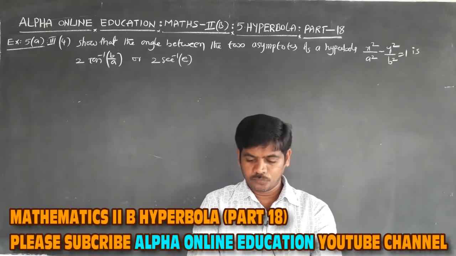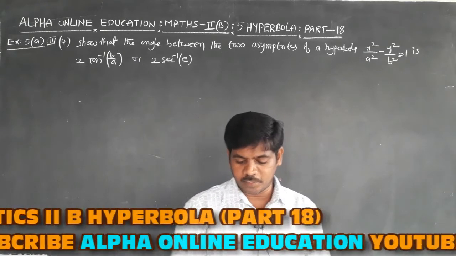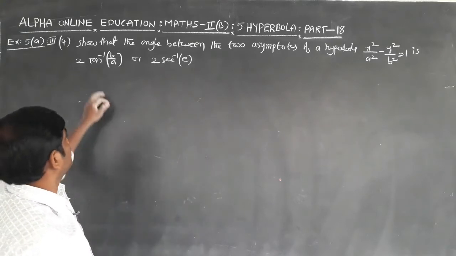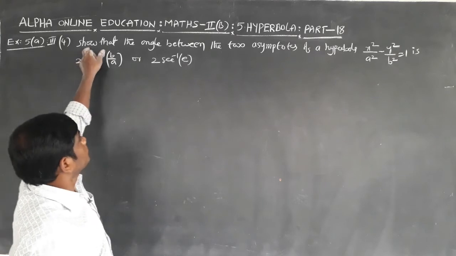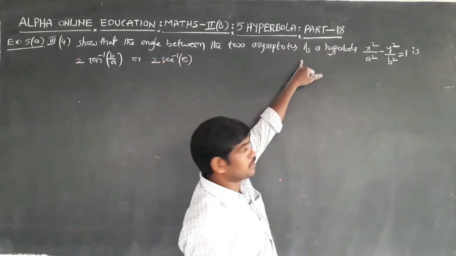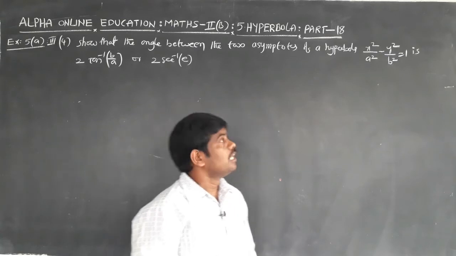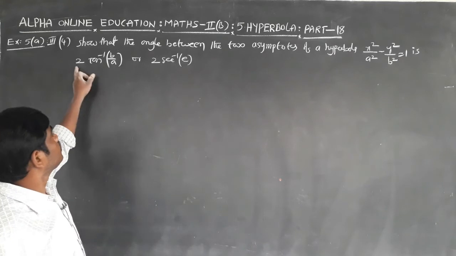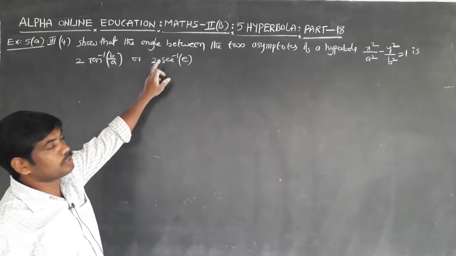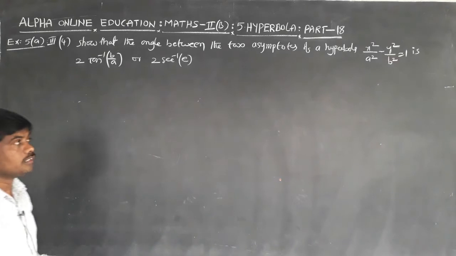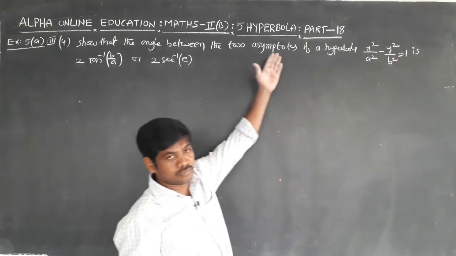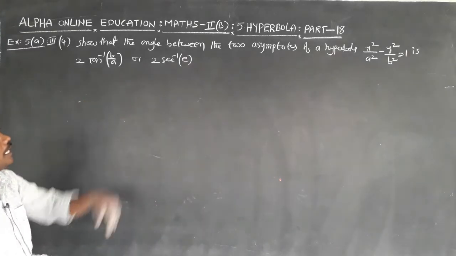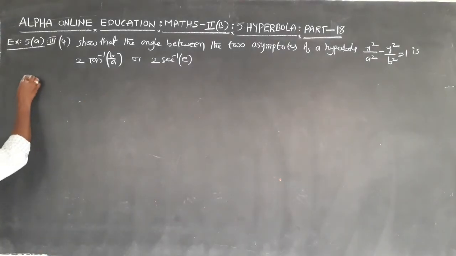Hyperbola, chapter 5, exercise 5a, the third from last problem, the fourth problem. Show that the angle between the two asymptotes of a hyperbola x square by a square minus y square by b square equal to 1 is 2 tan inverse b by a or 2 secant inverse e. The angle between the asymptotes of a hyperbola is 2 tan inverse b by a or 2 secant inverse e.